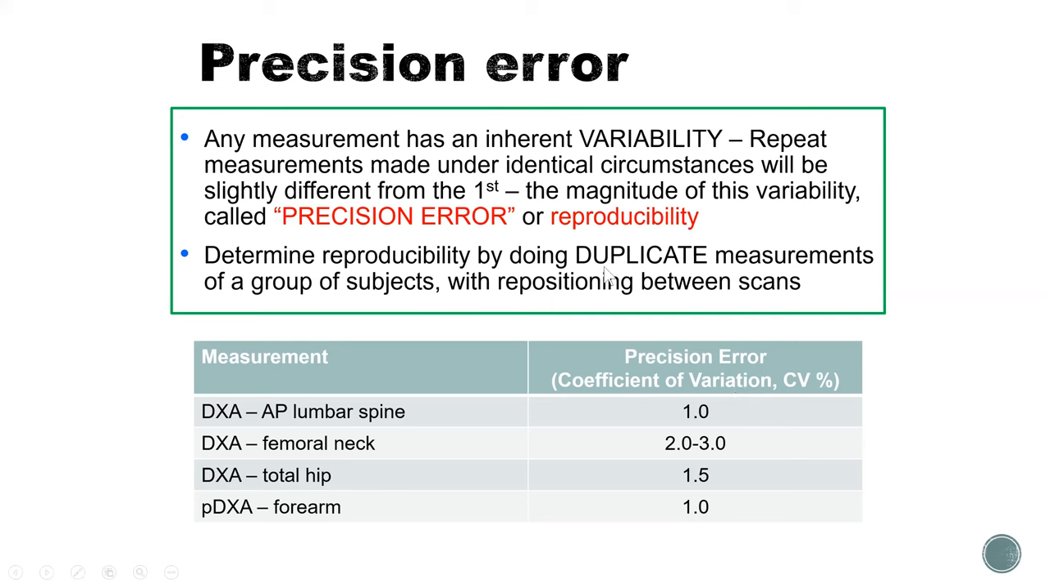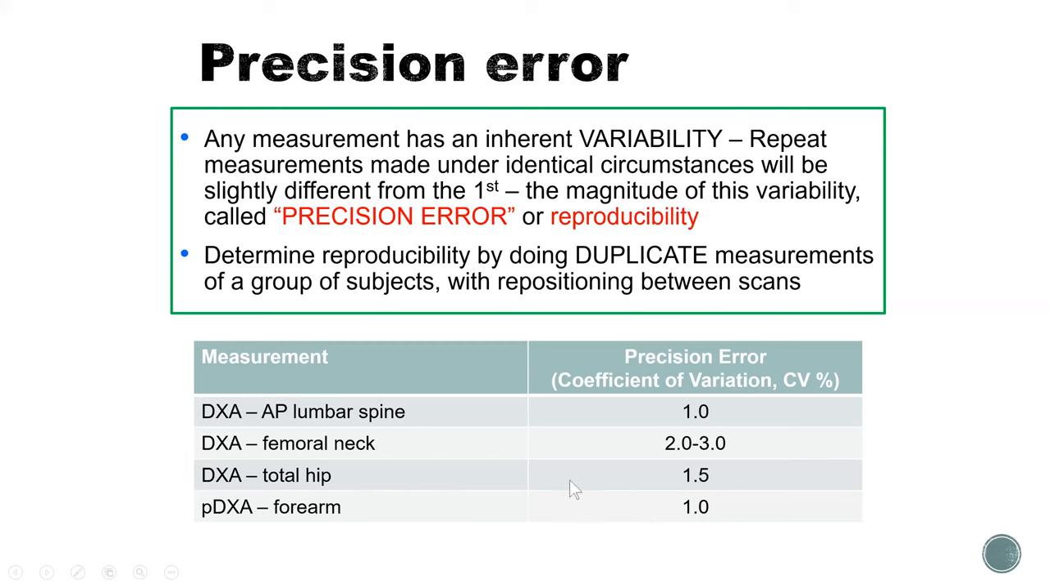So when do you do duplicate measurements? Ideally at the lumbar spine, it should be quite accurate. It's fairly straightforward, so your precision error or variability should be 1%. The femoral neck, as we've already shown, is a little bit more difficult to do. You might accept up to 3% of variability each time when you do the scan. The total hip, because it includes the trochanter, is maybe a little bit more accurate. And your forearm should be very accurate because you can position your forearm accurately.